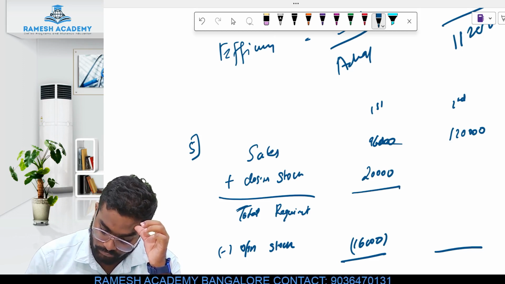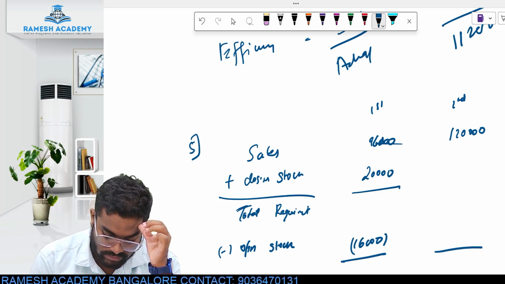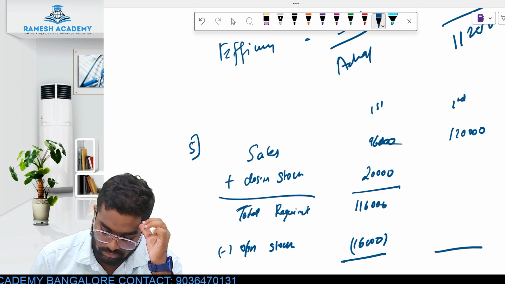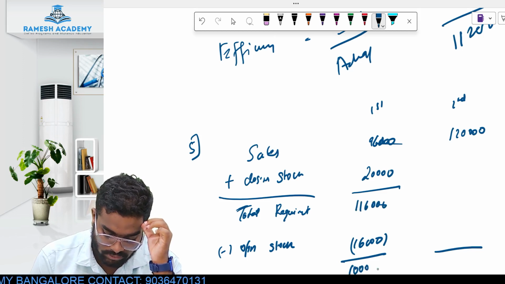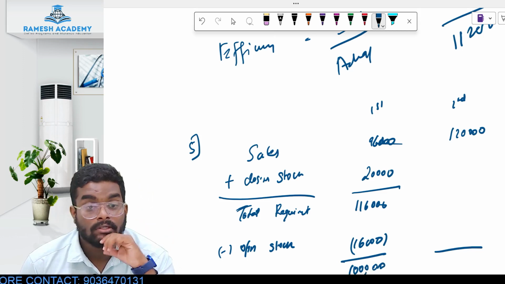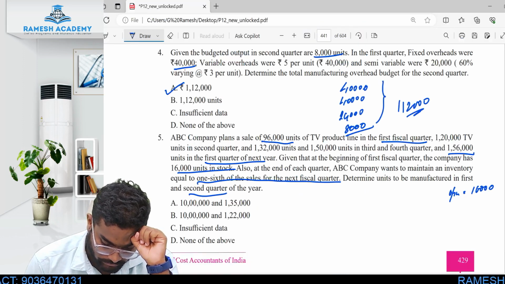So 96,000 plus 20,000, so it's 1,16,000 minus 16,000. So 1,00,000 is the total units to be produced. So that is the thing. Next, in the second quarter, we'll see.